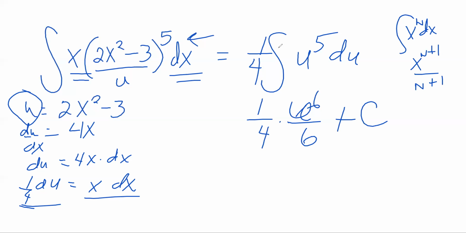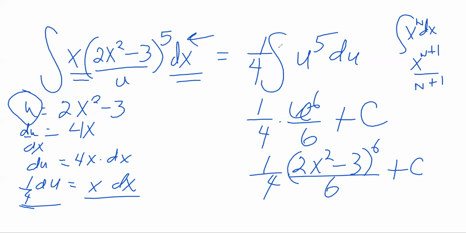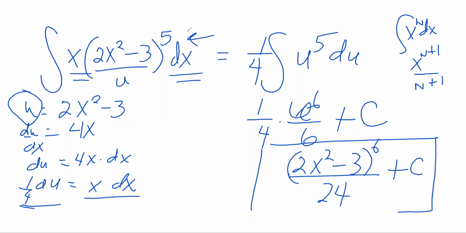But we don't really want u, we want this in terms of x. So we're going to write this as 1/4 times 2x squared minus 3, to the 6, over 6 plus c, and then you'll simplify the bottom. Simplifying the bottom, the answer is going to be that over 24. So this will be our indefinite integral.